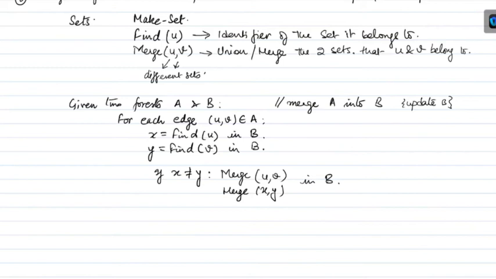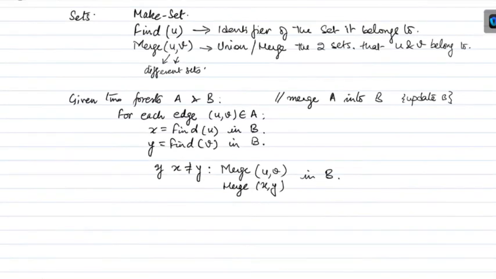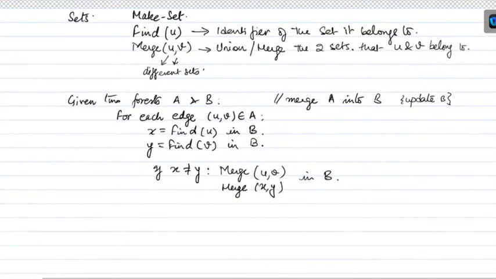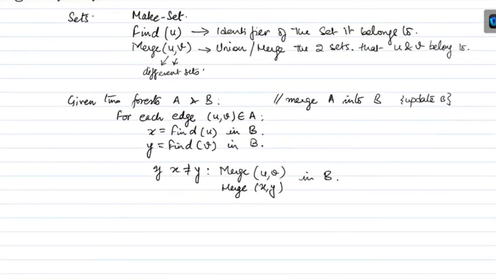So let's see this executing on the example that we had. Before we execute it, for each edge UV in A, how many iterations does this involve? Well, at most n-1, right? There aren't more than n-1 edges in any forest.